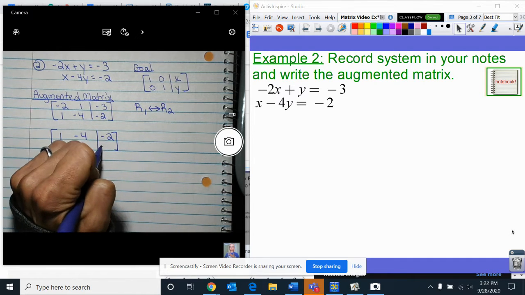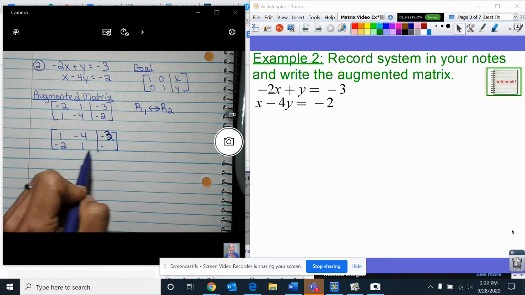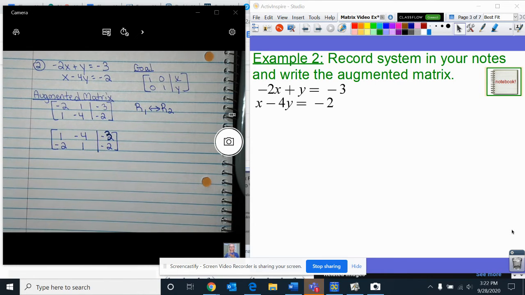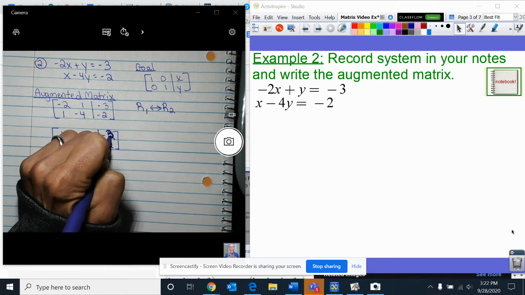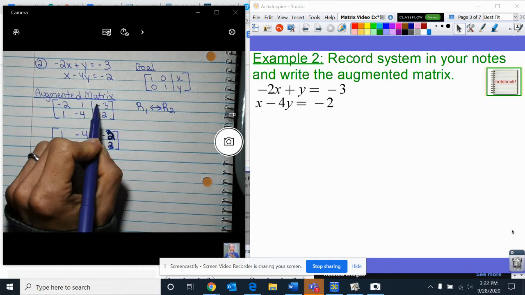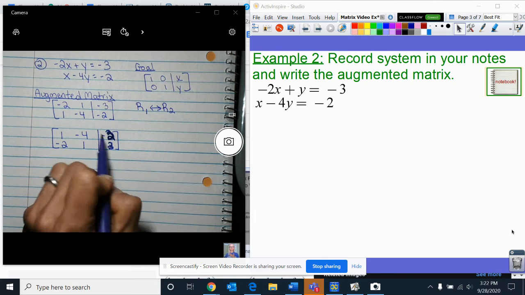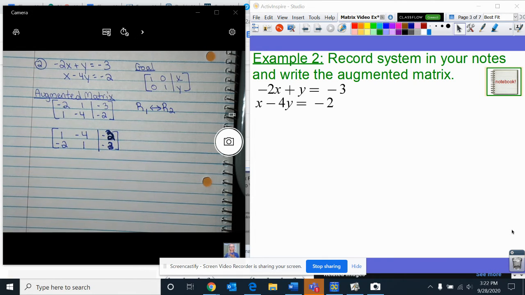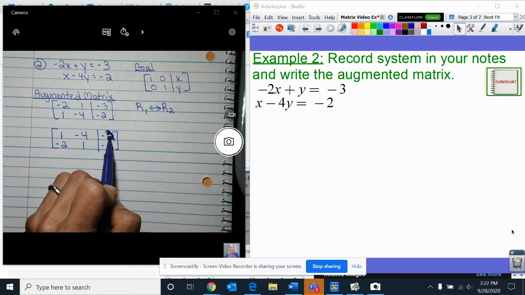I'm sorry, this should be negative 3. Apologize for my typo. Negative 2, 1, negative 3. The first row is now 1, negative 4, negative 2.